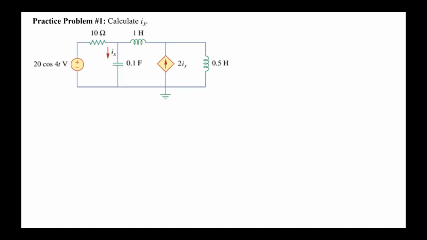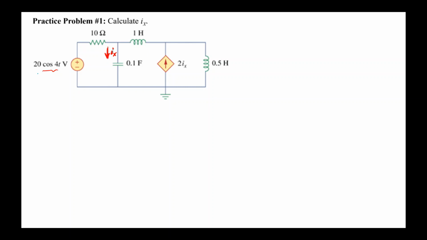In this practice problem, we're going to calculate this current Ix that goes through the 0.1 farad capacitor. We're going to do so using source transformation. Because this is an AC problem, we need to make sure that everything is in terms of phasors or impedances. We can see that we have time domain expressions for the source, and we have henries and farads, so we need to do some conversions.